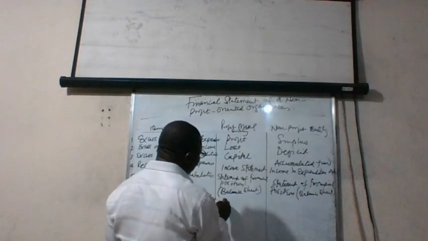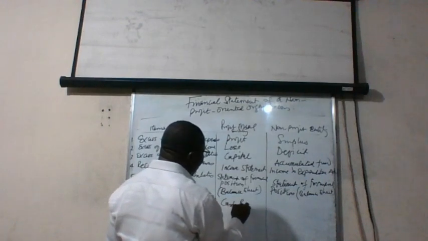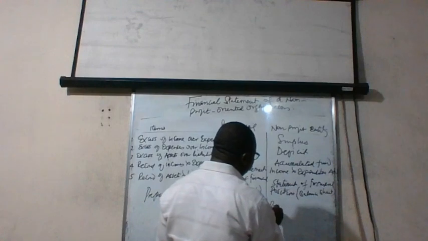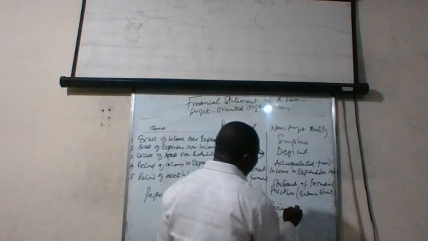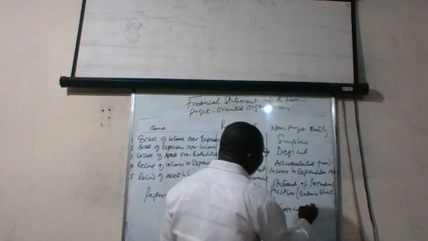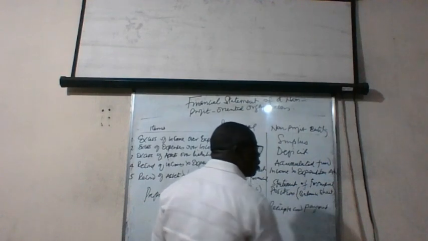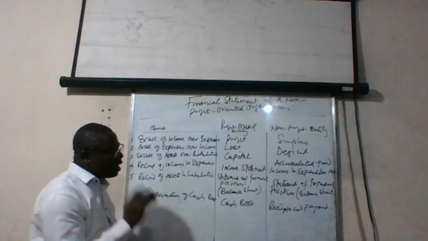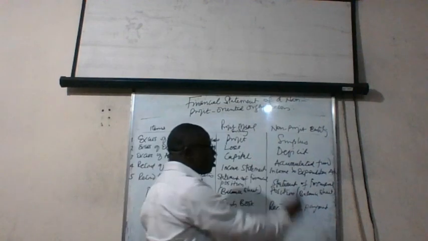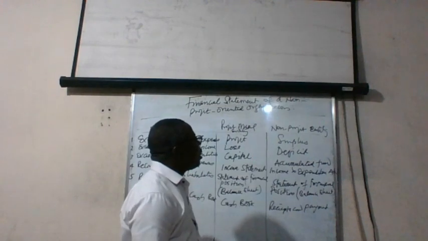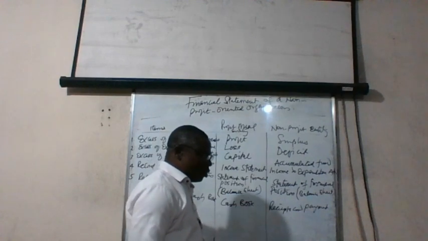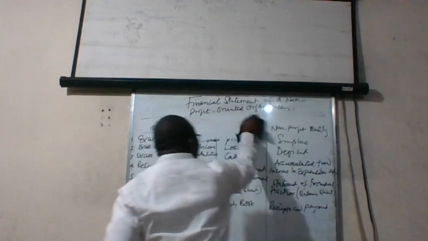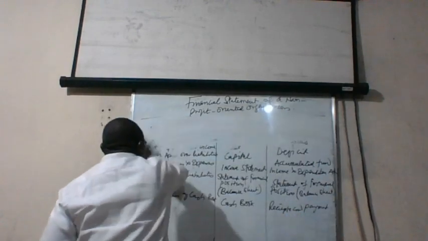So this will call it what? Cash book. We talk about three types of cash books. While this one will call it receipts and payments. So these are the differences between the two. We know that the one we're dealing with is the last one, the non-profit entity organization. So let's look at the financial statements of the non-profit entity.